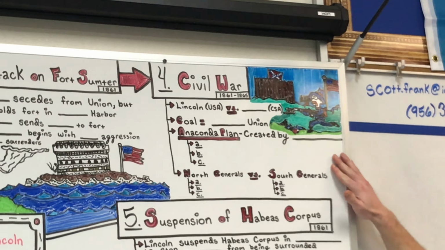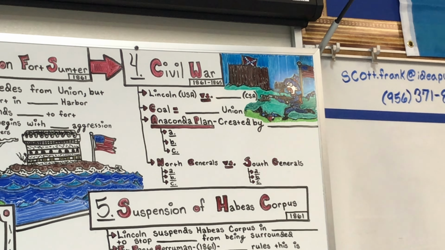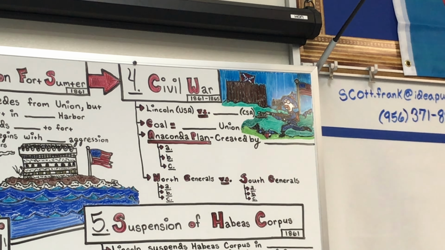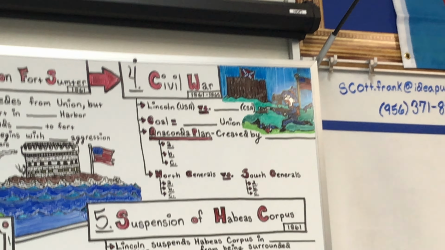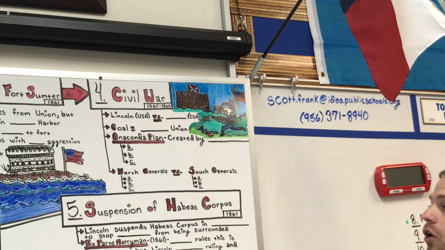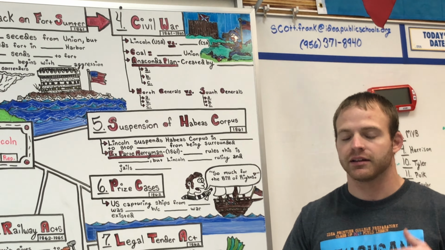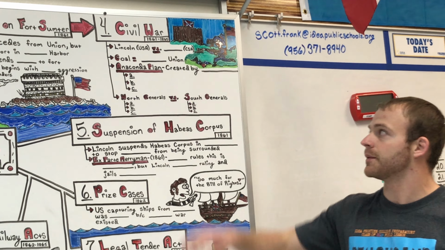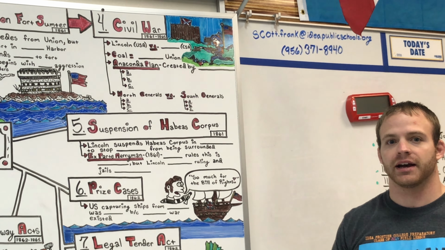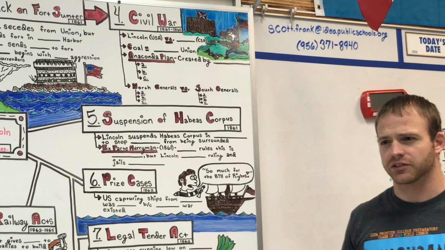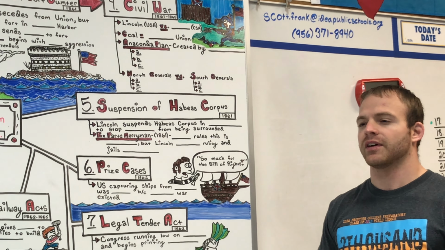So we move on to the Civil War basics, things that you should probably know. The first thing is it's Abraham Lincoln, and Jefferson Davis is the president for the Confederacy. The goal is to preserve the Union, bring the Union back together, the United in the United States of America. The Anaconda Plan is created by General Winfield Scott, old Fuss and Feathers himself.